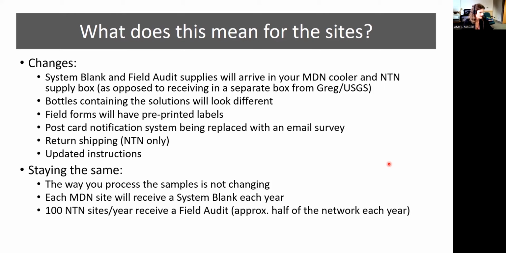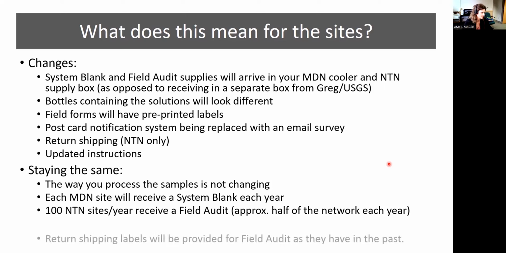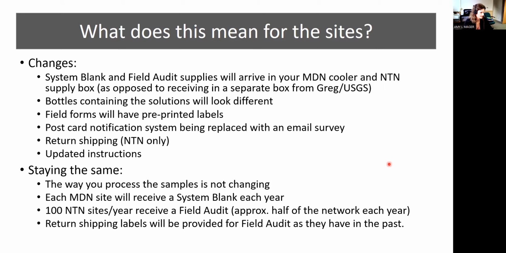And as in the past, we're going to send 100 NTN sites each year a field audit sample. And if you don't know, our NTN network consists of about 265 samples. So that's approximately half of the network each year that will receive a field audit sample. And return shipping labels will be provided for the field audit as they have in the past. So that will stay the same.